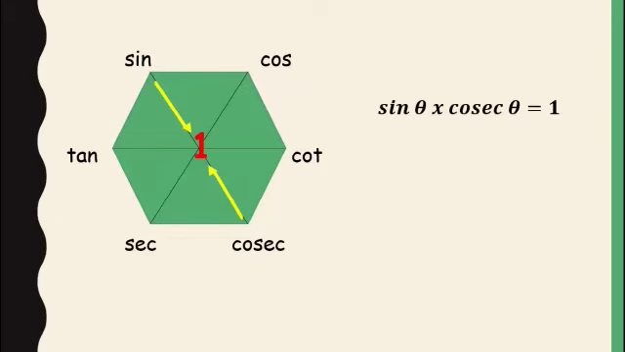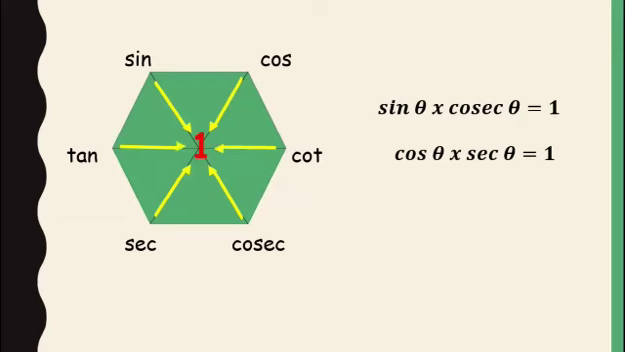Sin theta multiplied by cosec theta equals 1. This multiplied by this also gives us 1. Cos theta multiplied by sec theta equals 1. And this multiplied by this also equals 1. Tan theta multiplied by cot theta equals 1. So when functions at diagonally opposite vertices are multiplied, we get a 1.